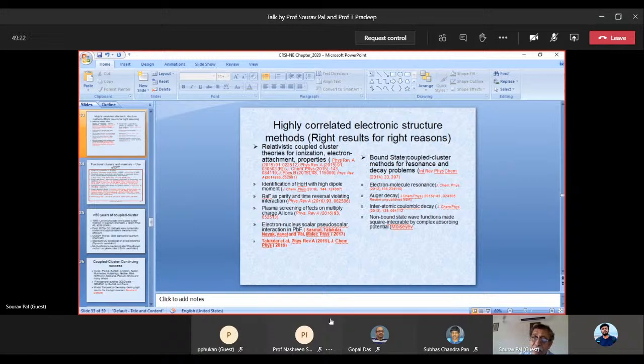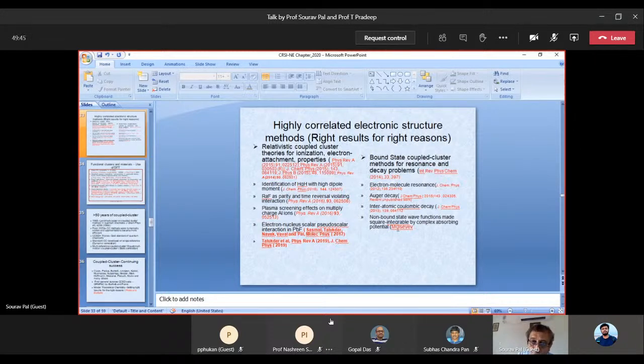And the difference between bound state methods and the resonant states is that the resonant wave functions are not normalizable wave functions. They are not square integrable functions, they cannot be normalized, whereas bound state coupled cluster you can use only when the functions are normalizable. So it has been a big challenge to use coupled cluster for resonance and decay.